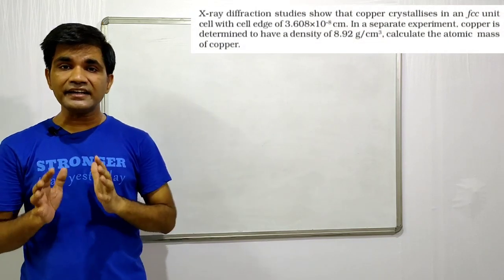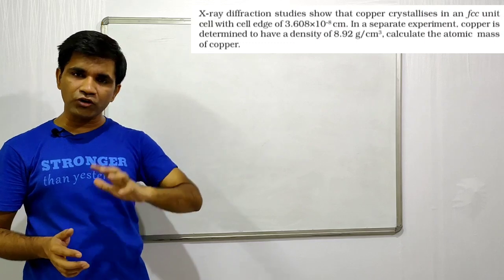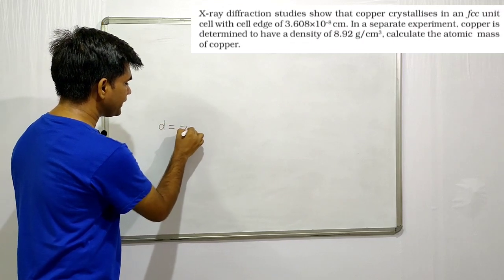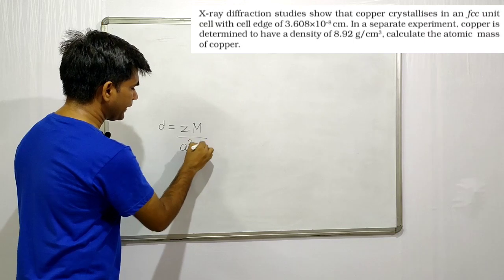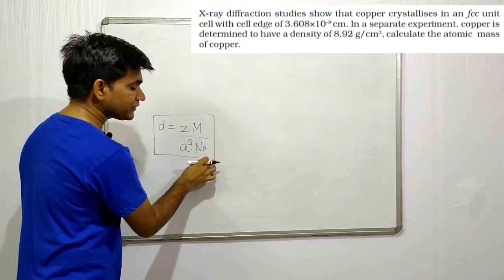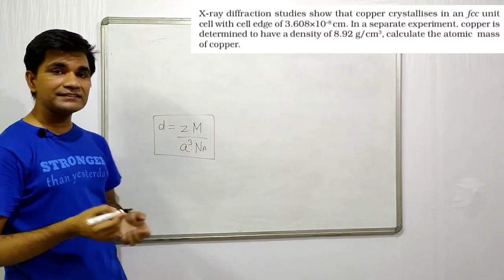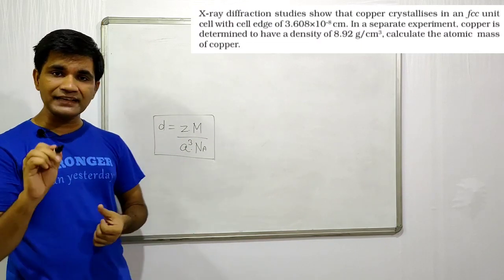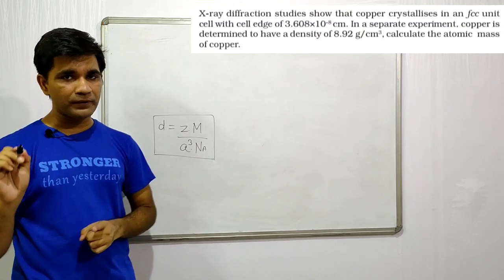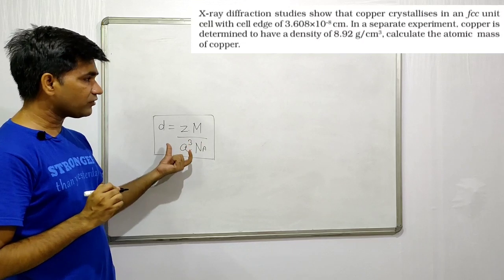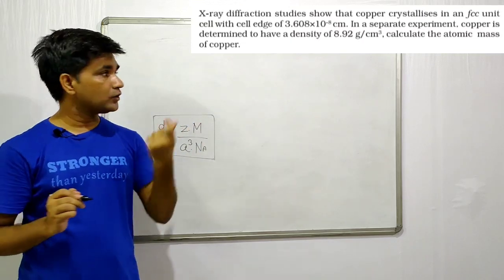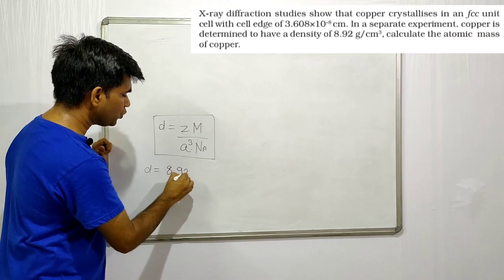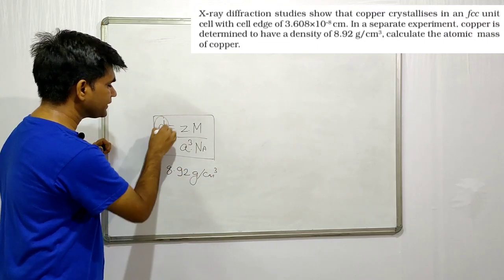Students, this is an NCERT in-text question, and let's see how it can be solved by using the formula of density of unit cell. First I am writing the formula: D is equal to ZM upon a cube Na, where D means density of the substance or unit cell, Z means number of atoms in that unit cell, M means molar mass of the substance, a means edge length of the unit cell, and Na means Avogadro number. Let's see which of these 5 parameters are given in the question and which has to be calculated. Density of this unit cell is given, that is 8.92 gram per centimeter cube.